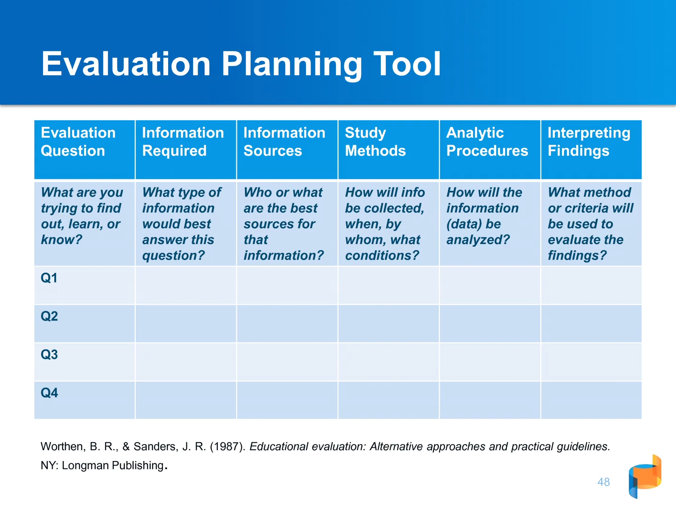And then for each question, you work through the rows to the right: first, the type of information that would best answer the question, then the source or sources for where you can get that information, then the method of collecting the needed information, and then the procedures for analyzing and interpreting the information you've collected.